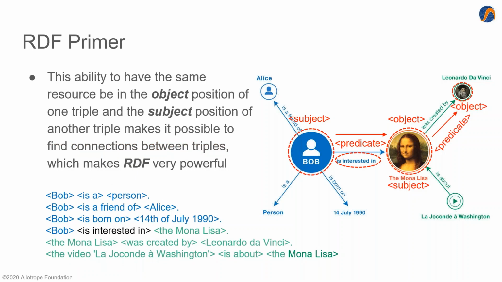The ability to have the same resource be in the object position in one triple, and the subject position in another triple, makes it possible to connect between triples, which makes RDF very powerful. In this example, Bob has several properties, and the Mona Lisa has several properties. We are making the connection between the two by saying Bob is interested in the Mona Lisa, and we can infer that Bob is interested in something that was created by Leonardo da Vinci.